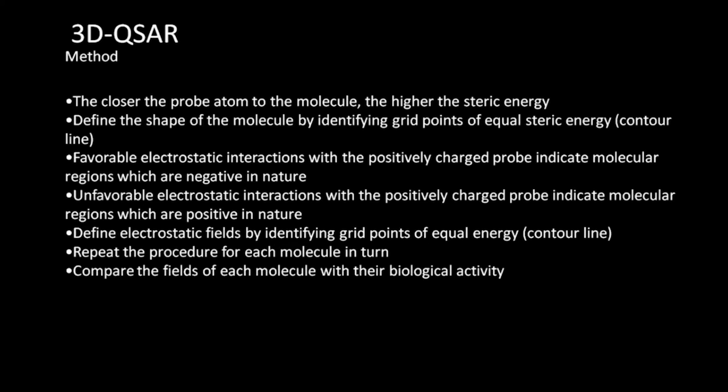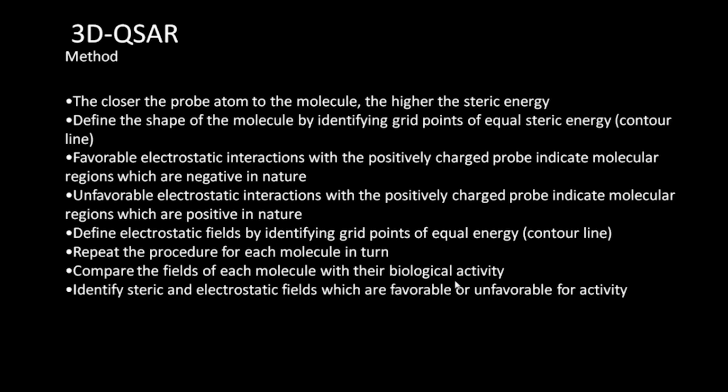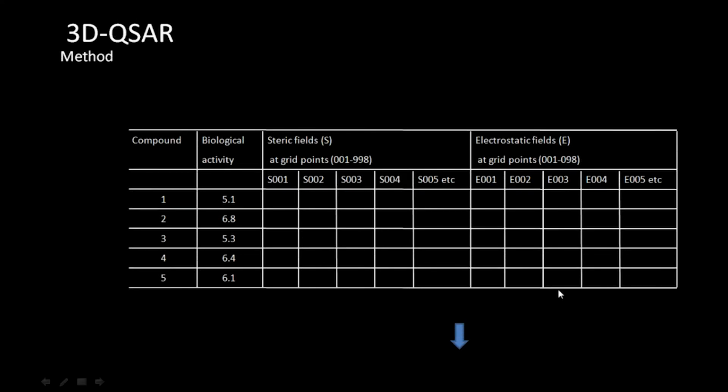Then compare the fields of each molecule with their biological activity. So obviously we can do a QSAR, which is called the 3D QSAR. You identify steric and electrostatic fields which are favorable or unfavorable for activity. So compound 1, 2, 3, 4, 5, and this is the biological activity.